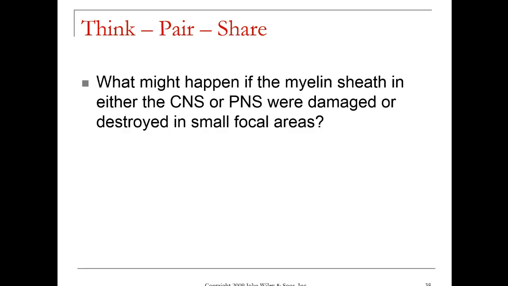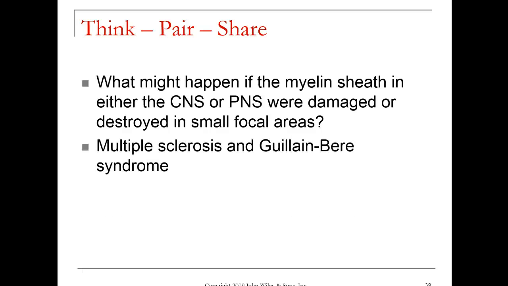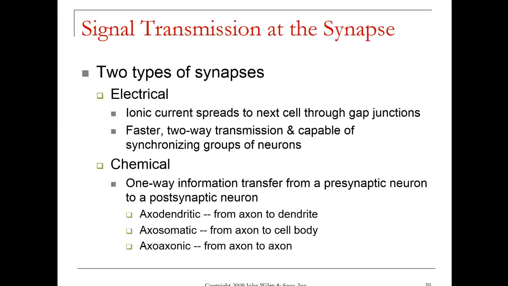Once you've thought about it and looked it up, there are also a couple of diseases, and you can look these up in our textbook. Multiple sclerosis is associated with damage to the myelin sheath in the central nervous system. Guillain-Barré syndrome is associated with damage to the myelin sheath in the peripheral nervous system. And our next video is going to begin with signal transmission at the synapses.